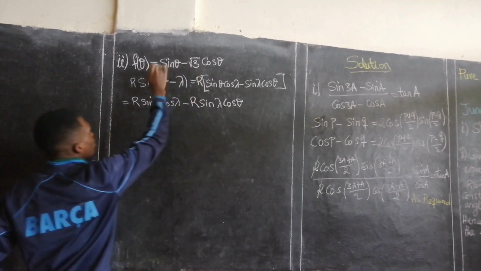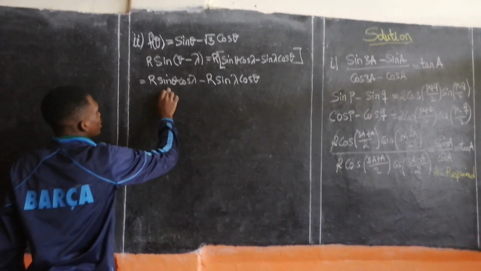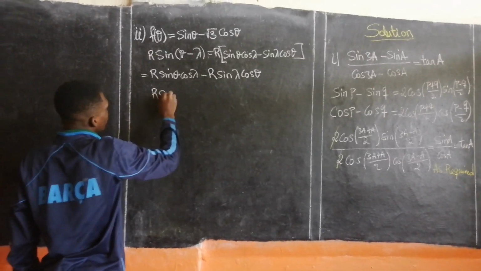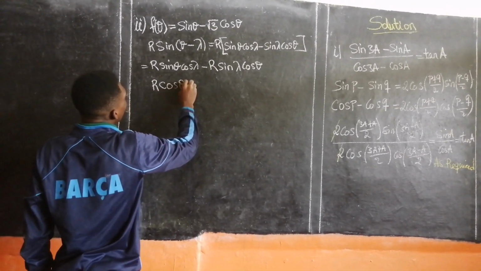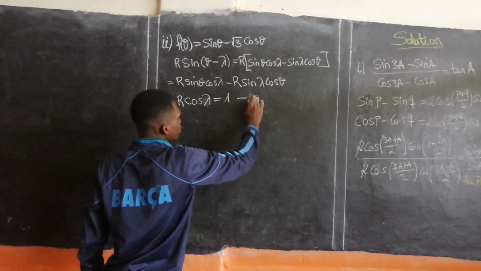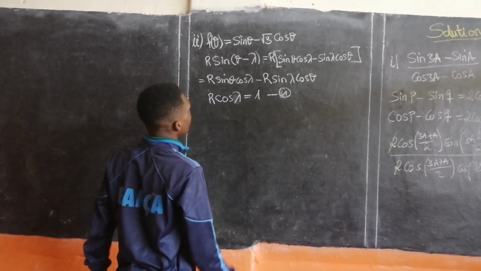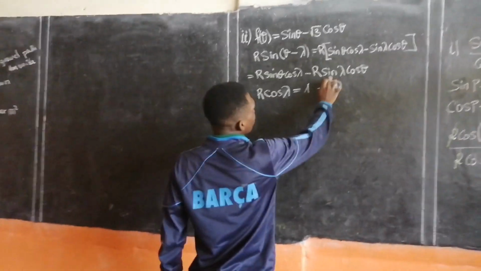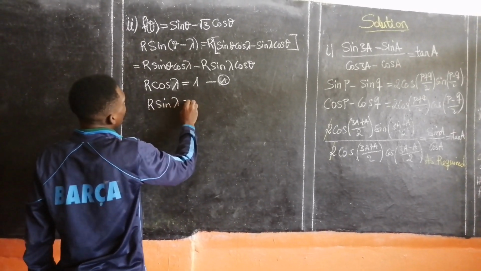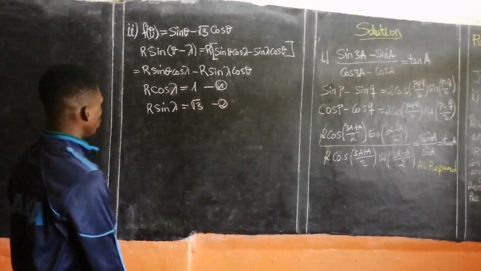Now we compare this equation with f of theta. The coefficient of sine theta here is 1, and the coefficient of sine theta there is r cos lambda. So r cos lambda is equal to 1, equation 1. On the other hand, the coefficient of cos theta here is r sine lambda, and the coefficient there is root 3. We have equation 2.